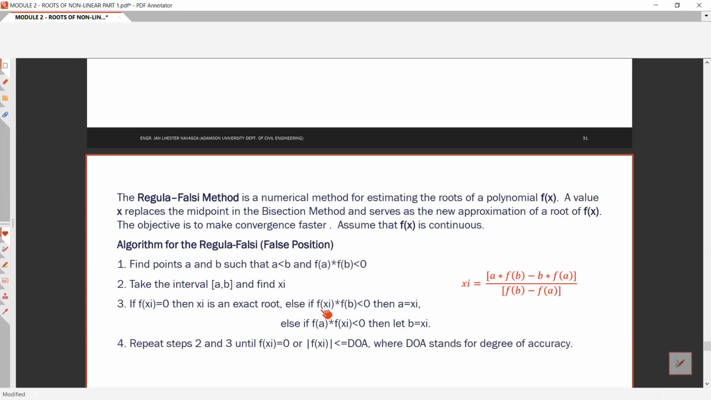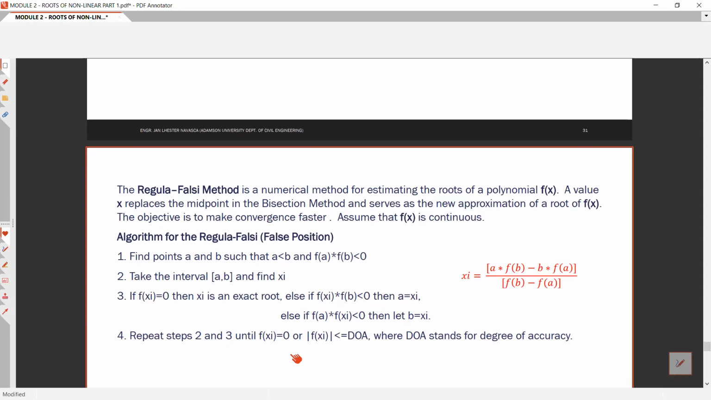Ganun pa rin, yung f of xi multiplied by fb is less than 0, magiging a equals xi. Kapag f of xi less than 0, yung b mo is magiging xi. Same lang din, kapag negative, nandun yung root. Okay. So nandito siya. Ito lang yung nagbago, yung xi. So we will repeat again the step 2 and 3 until such time that yung function of xi is less than dun sa degree of accuracy or your tolerance. Okay? So degree of accuracy or DOA stands for yung tolerance natin. Okay.